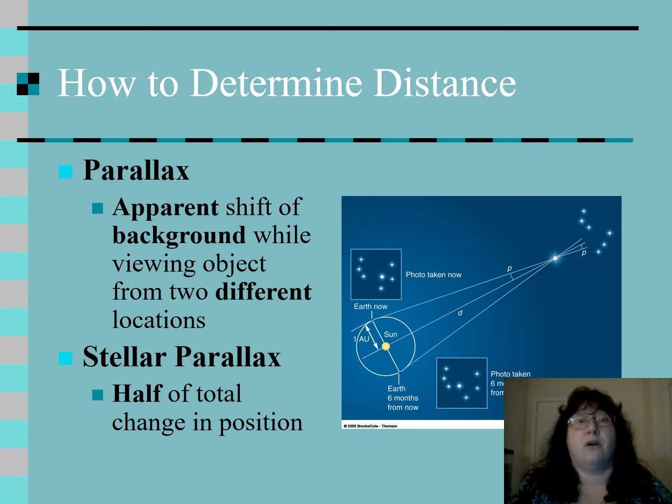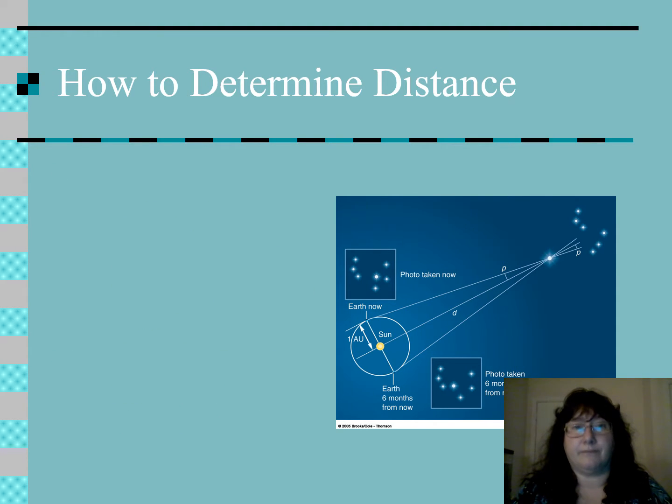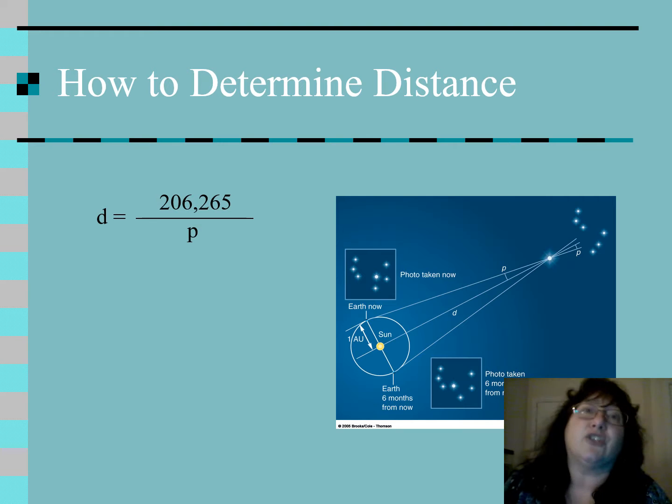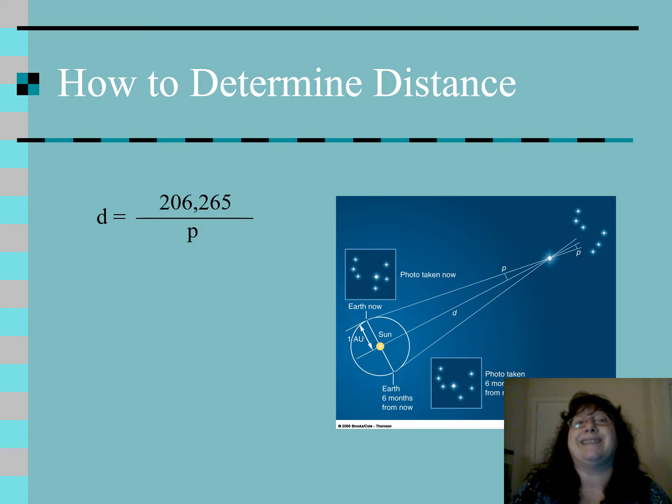Okay, so this is half of the total change in position. Once we know the stellar parallax, we can determine the distance to the star. The distance to the star can be found by using a small angle formula. This gives us the following equation for the distance to the star in astronomical units, which is 206,265 divided by the parallax in seconds of arc.